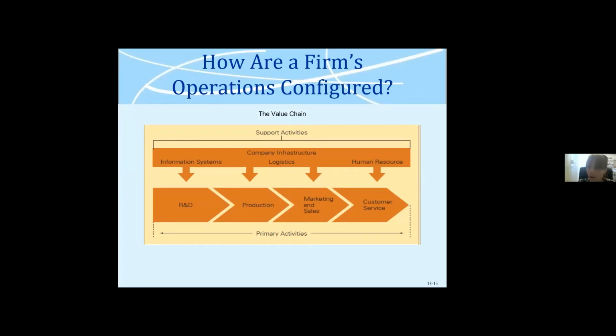And the final support activity is the company infrastructure. So the context within which all the other value creation activities occur. The infrastructure includes the organizational structure, control system, and culture of the firm.